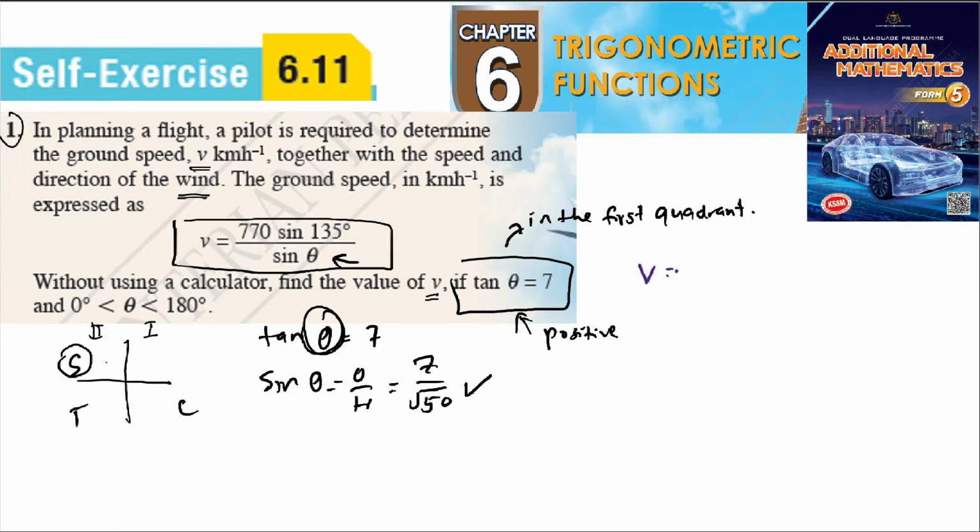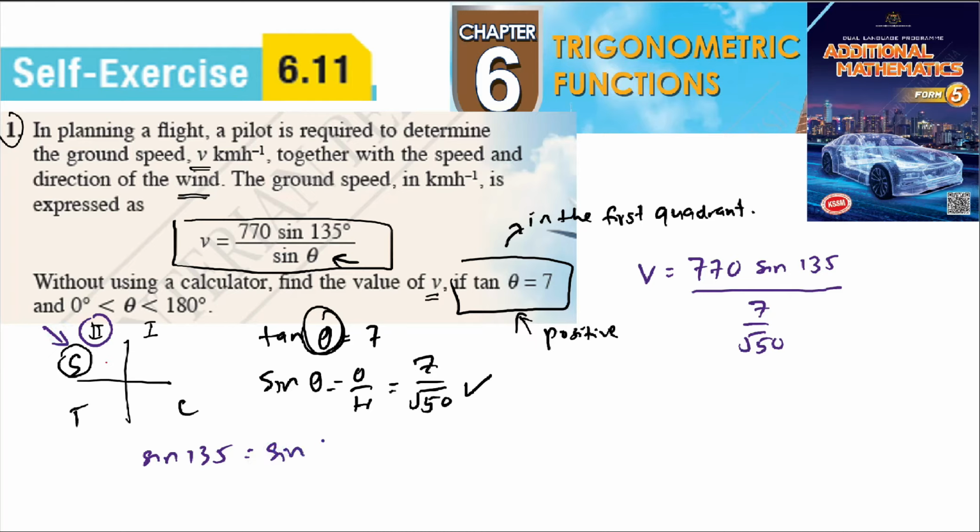So here V is equal to 770 sine 135 divided by sine theta. So sine theta is 7 over root 50. And we see here we have sine 135, right? So we know that this one is in the second quadrant. In the second quadrant, sine is positive, so this one is also equal to sine of the reference angle, which is 180 minus 135. So here we get sine 45.